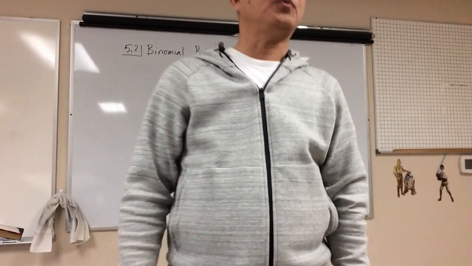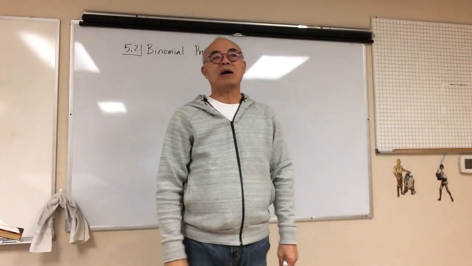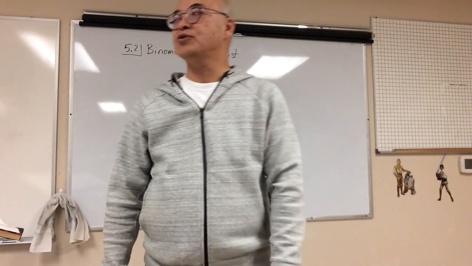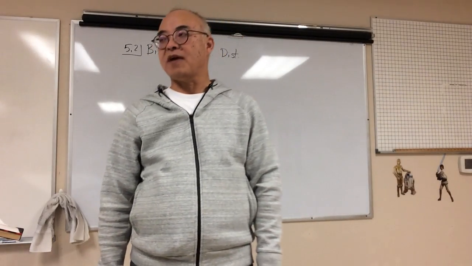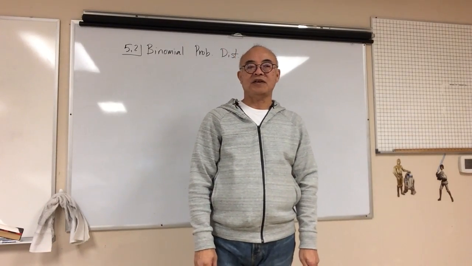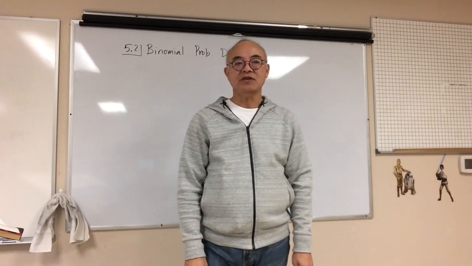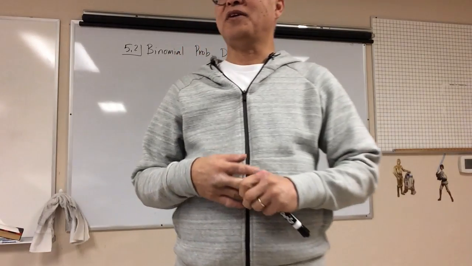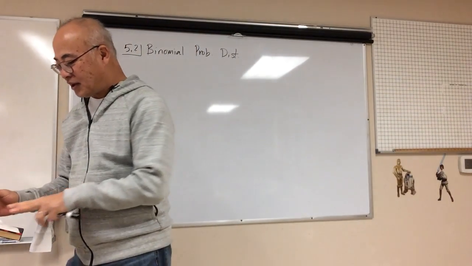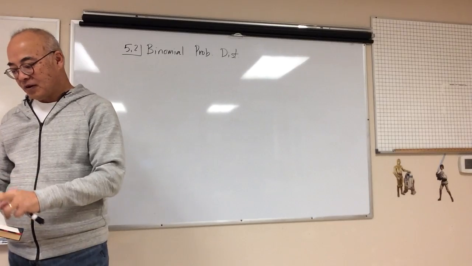Okay, so in 5.1, we talked about probability distributions. We found out how to calculate the mean or expected value. We also talked about how to calculate the standard deviation. We also found out that there's a way to do this on a calculator. Okay, so this is kind of, in a nutshell, what we did on 5.1.